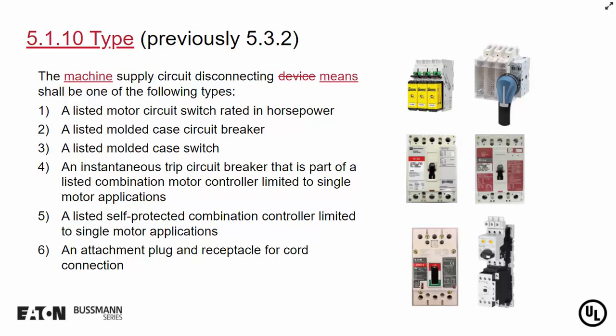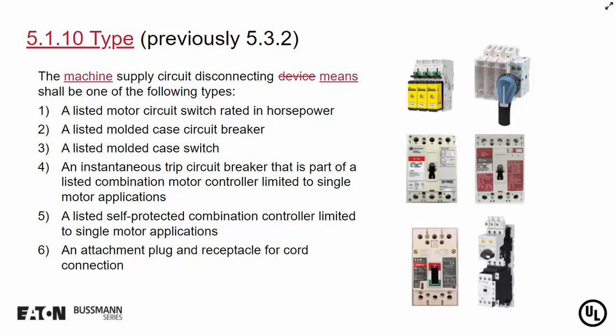And basically we have 6 different options, okay? So the first option is a listed motor circuit switch rated in horsepower, okay? That could be a fuse switch, like you see the 2 top examples. One is an example of a Bussmann, what we call our compact circuit protector. That is a UL98 disconnect. And the other is our rotary style version, again, a UL98 disconnect.